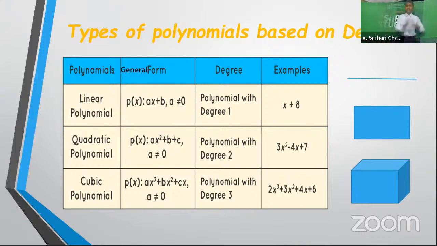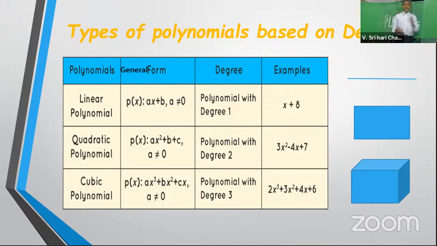So what can you say from this table? In each and every case, I have written that a should be not equal to 0. But why should a be not equal to 0? What happens if a is equal to 0? What happens if b and c are equal to 0? What happens if b and c are not equal to 0?